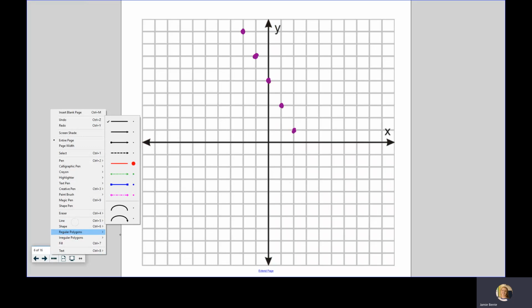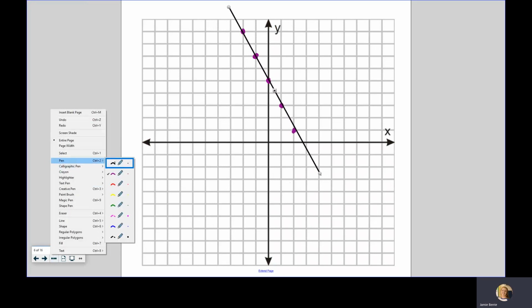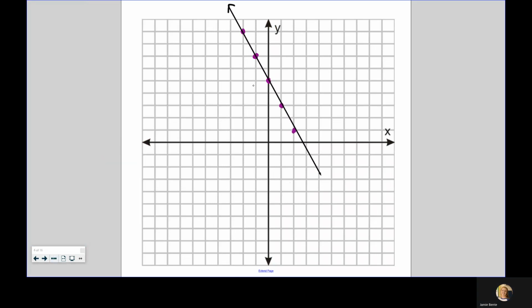I'm going to use my little line tool here to draw my line. Still missed one of them. There we go. It's a little bit better. All right, so you just connect them with a line and then you're done. Make sure you put an arrow on both ends. There's my equation.